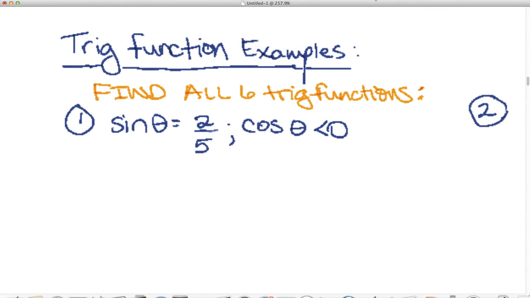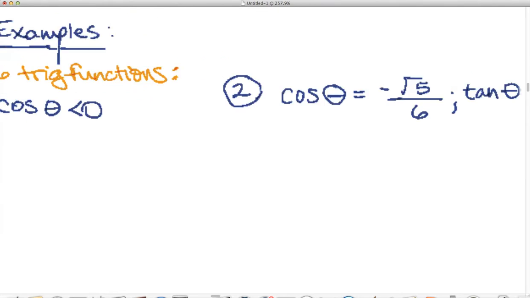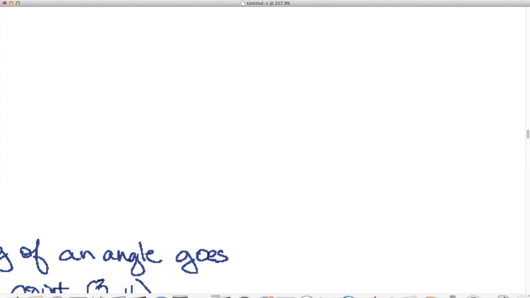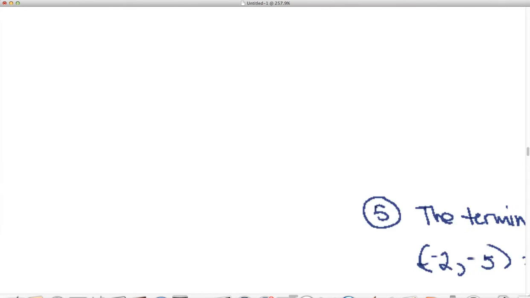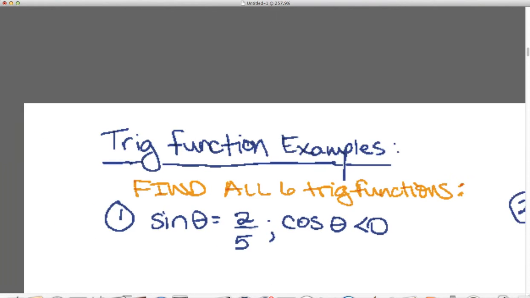Today we're going to be looking at some examples dealing with trig functions. So a couple scenarios may occur. One in which you're given information about a couple of the trig functions and you're asked to find all 6 trig functions based off of that. Or you might be given a terminal leg going through a point scenario, and we're going to go through those today. So let's look at these type first.